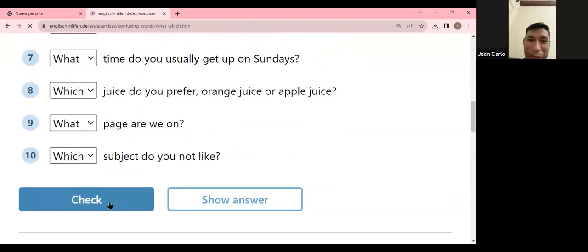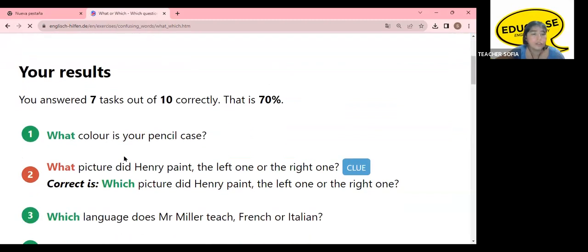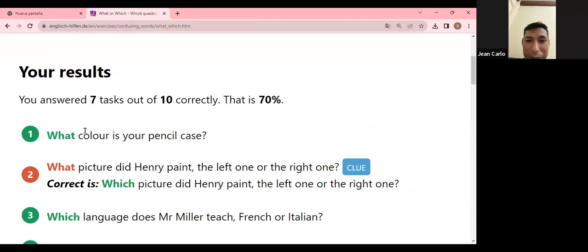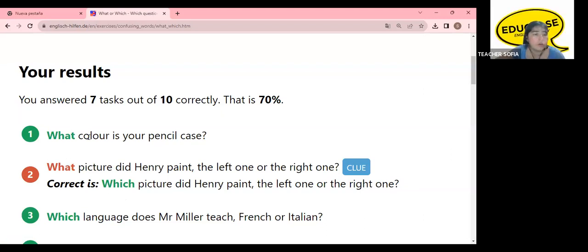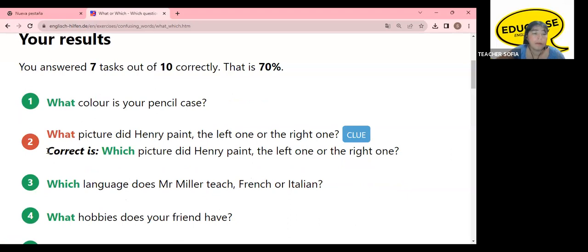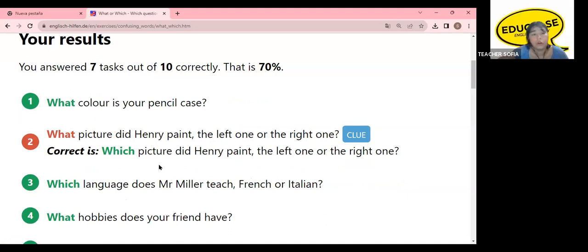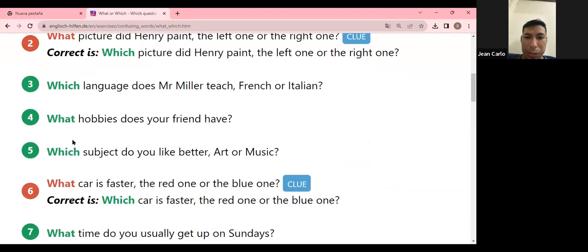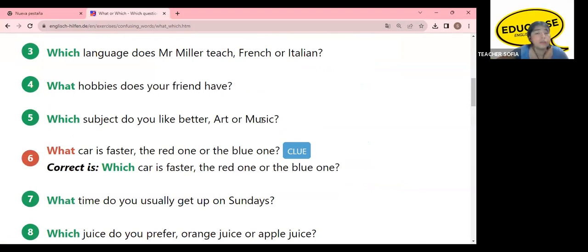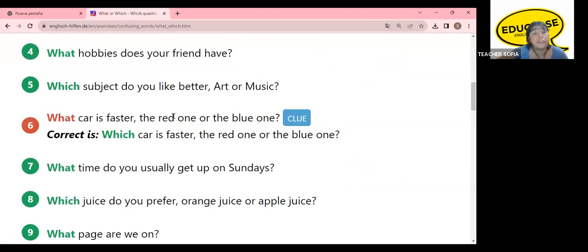And maybe you can tell me why it is incorrect. Okay, so here you have number 1. What color is your pencil, right? So number 1 is correct, no problem. But what about number 2? Someone says which, right? But the first person said what. Remember, here we have options, the left one and the right one. So it's supposed to be which, because we have an option. Which language? Correct. What hobby is good? Which subject? No problem. And here, what car is faster?